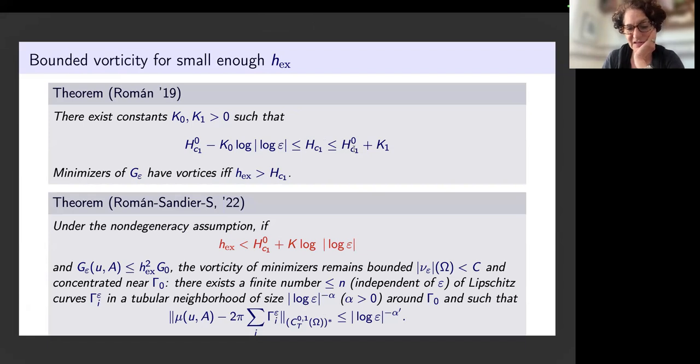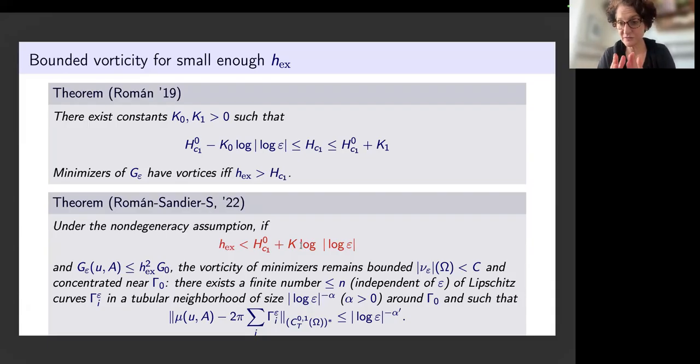And now what we proved is that if you don't exceed HC1 by more than log, then the vorticity will remain bounded. So when you pass the threshold HC1, it starts to be interesting to put one vortex. But in principle, if you put one, why not put 2, 3, 4? You could have multiplicity of vortices in the same location. But the thing is that the vortices repel each other. So in fact, they don't like to be on top of each other. And that's what prevents too many of them from coming at once.